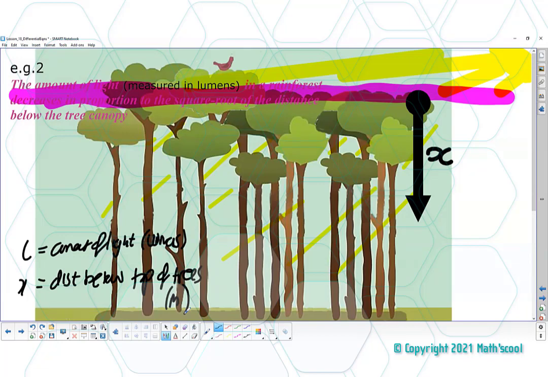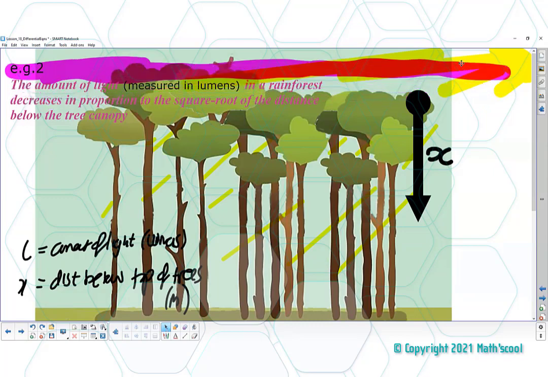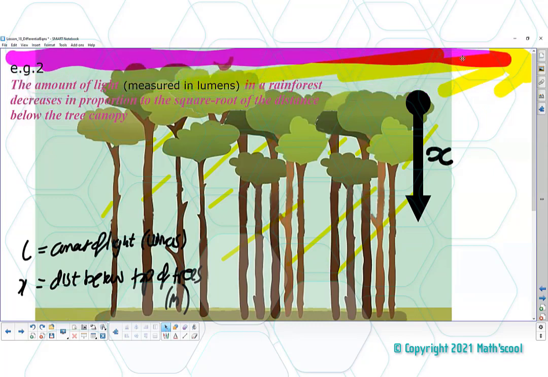Let's form that differential equation. Should I make that a bit more legible? The amount of light measured in lumens decreases in proportion to the square of the distance below the tree canopy. Minus dL by dx.